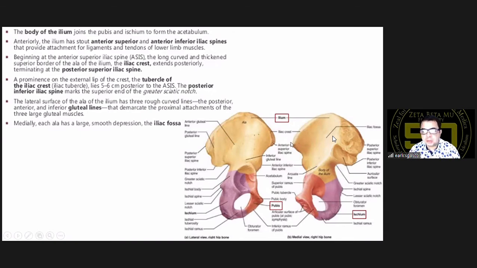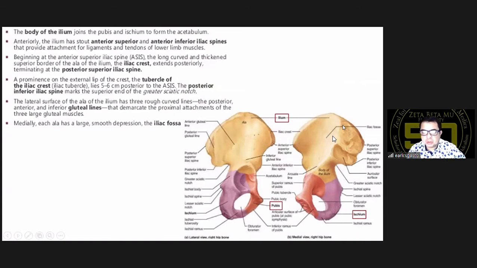Beginning at the anterior superior iliac spine, the long, curved, and thickened superior border of the ala or the wing of the ilium is known as the iliac crest. This is the superior border of the gluteal region, the iliac crest, going from the ASIS towards the PSIS, or the posterior superior iliac spine. Now, the external lip of the crest is known as the tubercle of the iliac crest. So it's this one here, the tubercle of the iliac crest.